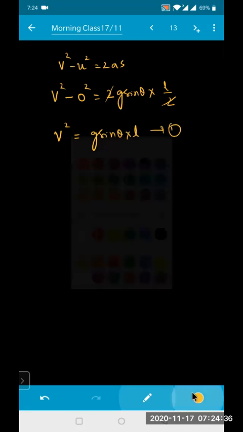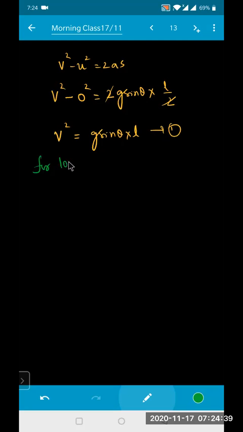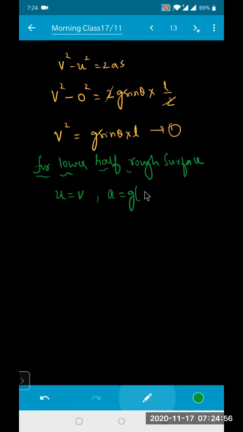Now for the lower half, the rough surface. For the lower half, the initial velocity is v. Acceleration will be a equals g sine theta minus the friction, mu k cos theta. The final velocity is 0 and the distance traveled is L by 2. The acceleration for the rough surface is this one. For the smooth surface, mu k is 0 and a equals g sine theta.